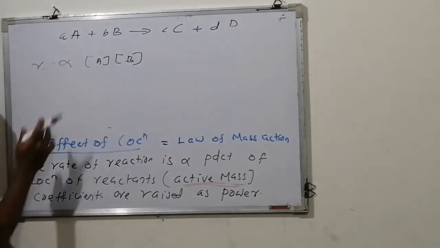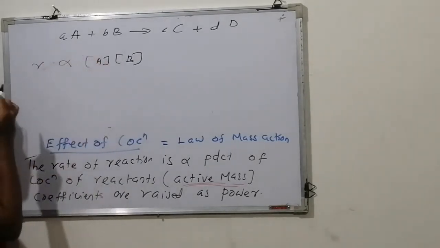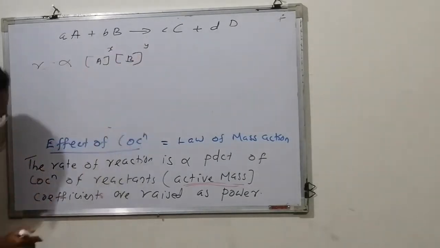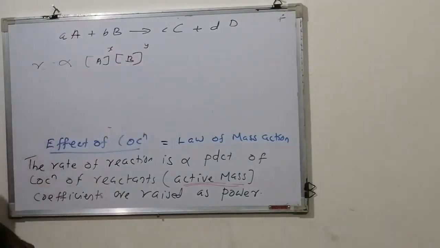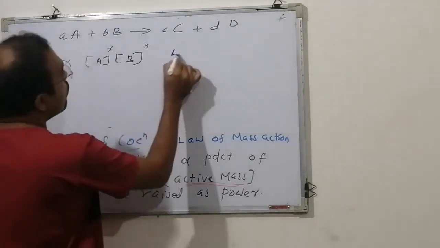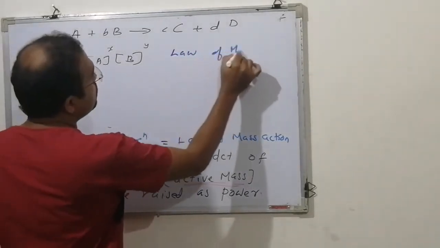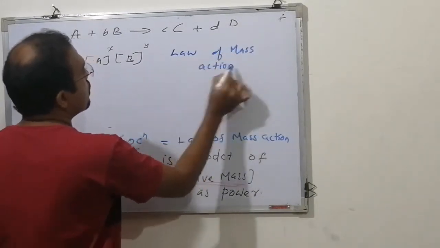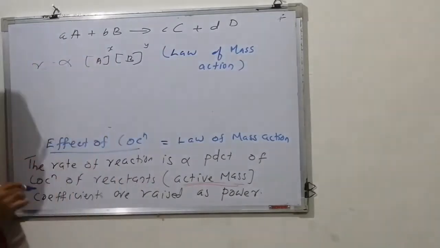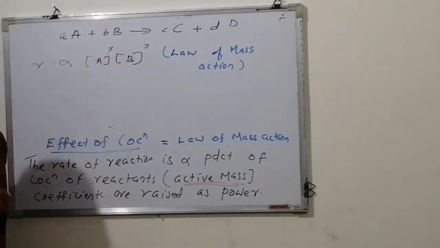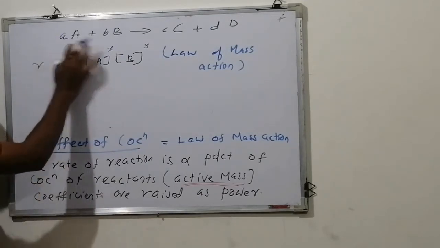Not only that, the coefficient is raised as a power. Please be careful. I have written the coefficient x and y. This is the law of mass action. Yes, this is the law of mass action. I will explain to you why I put x and y instead of a and b.